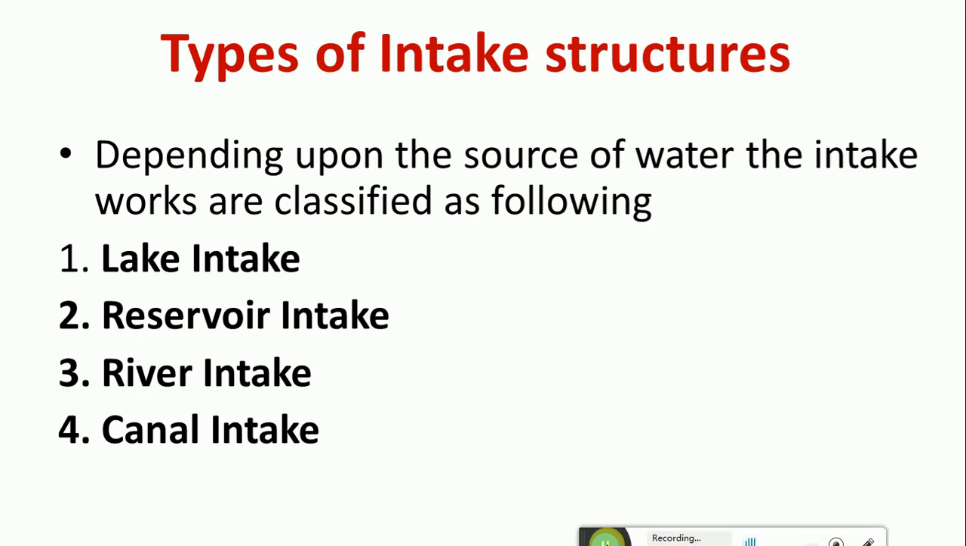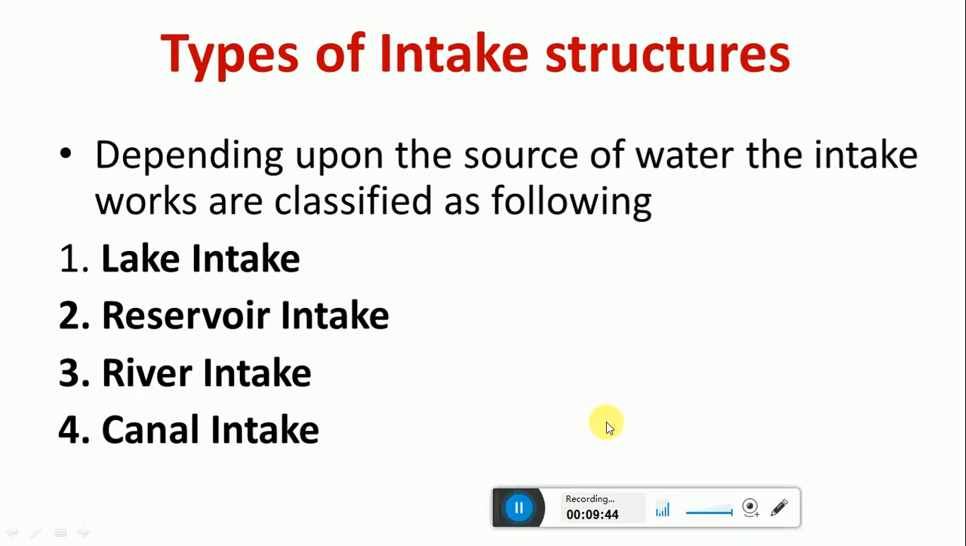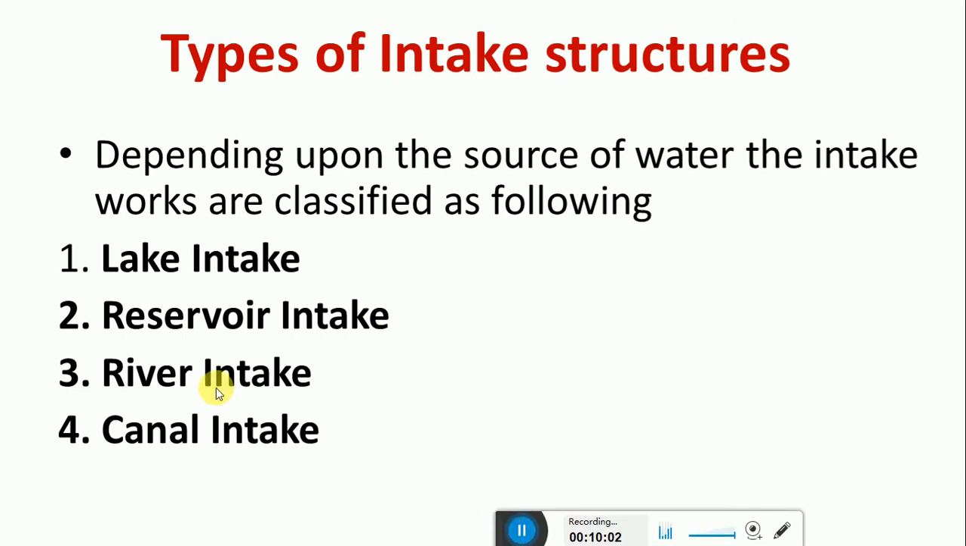Then what are the different types of intake structures? Depending upon the source of water, the intake works are classified as lake intakes, reservoir intakes, river intakes, and canal intakes. So these are four different types of intake structures, classified based on their location and the source of water. If the intakes are located in lakes, then it is called a lake intake. If it is located in a reservoir, it is called a reservoir intake. If it is located in rivers, it is called a river intake, and if located in canals, they are called canal intakes.